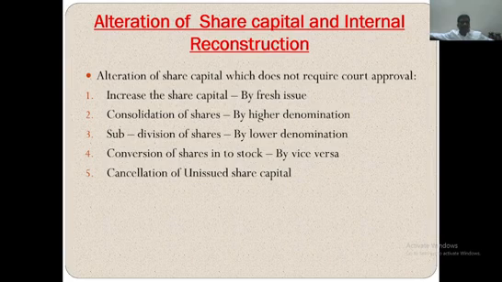There is no need to get court approval. We can adjust based on the Articles of Association. We can alter the share capital, so it does not increase or decrease the share capital. When we alter the share capital, the capital structure is the same, but the amount is changed. This is known as increasing the paid-up capital. Increase the share capital.